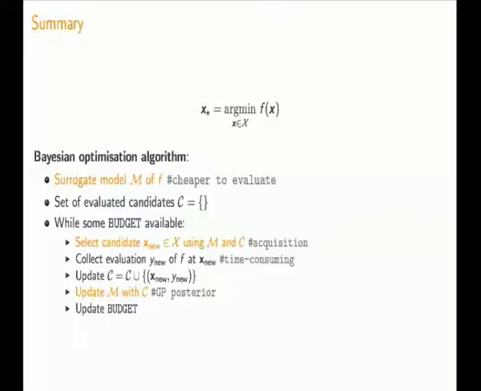So first, we select the candidates. The candidates are selected by making this trade-off between exploration and exploitation, by computing and optimizing the acquisition function. We collect the evaluation, which is time-consuming. We then update the set of candidates and evaluations, and update the surrogate model by computing the posterior Gaussian process. And based on that, we can identify a new candidate and iterate until we run out of budget.